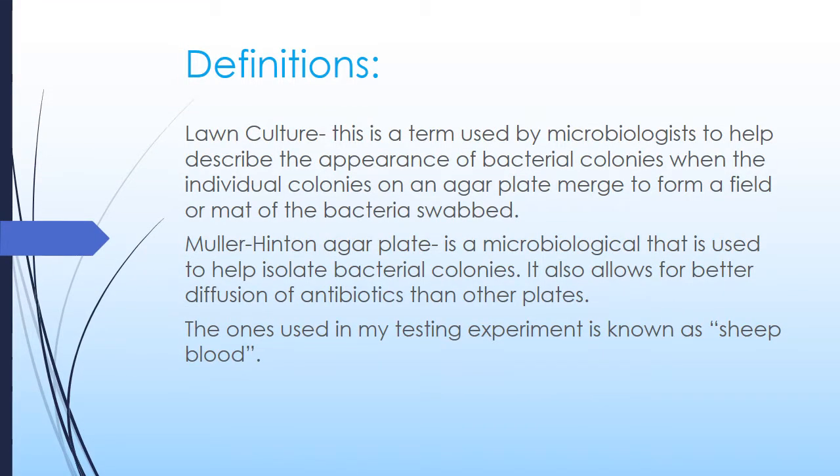A lawn culture is a term used by microbiologists to help describe the appearance of bacterial colonies when the individual colonies on an agar plate merge to form a field or mat of the bacteria swabbed. A Mueller-Hinton agar plate is a microbiological plate that's used to help isolate bacterial colonies. It also allows for better diffusion of antibiotics than other plates. In this experiment, I am using what is known as sheep blood.